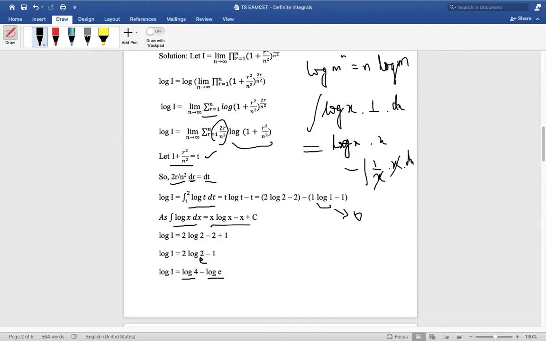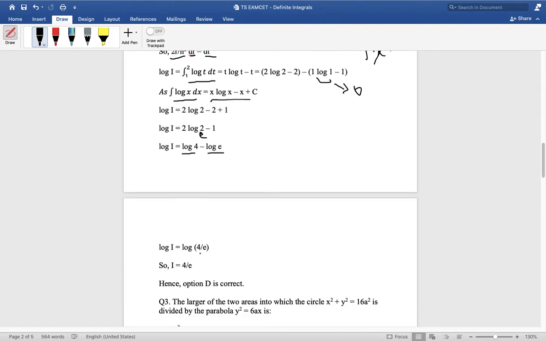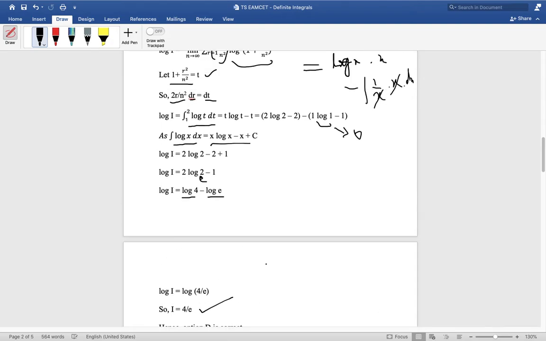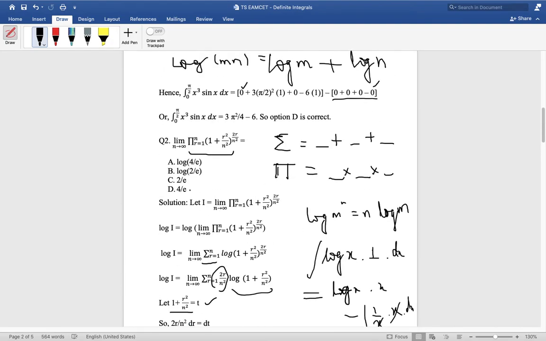Again, log of m minus log of n is log of m divided by n. So 4 by e. Take the anti-log on both sides. I is equal to 4 by e. Very easy problem. Option D is the correct one.